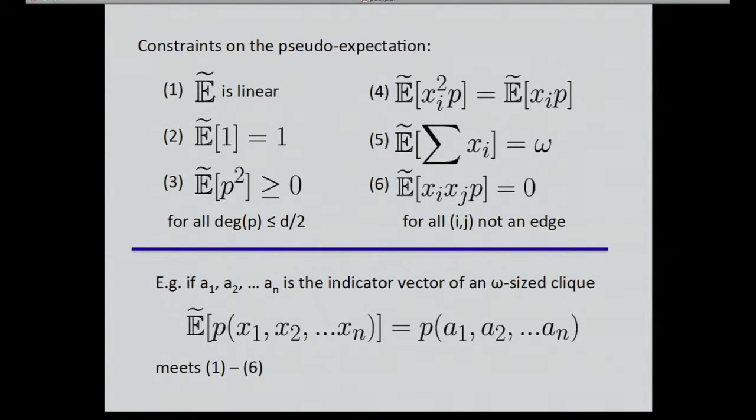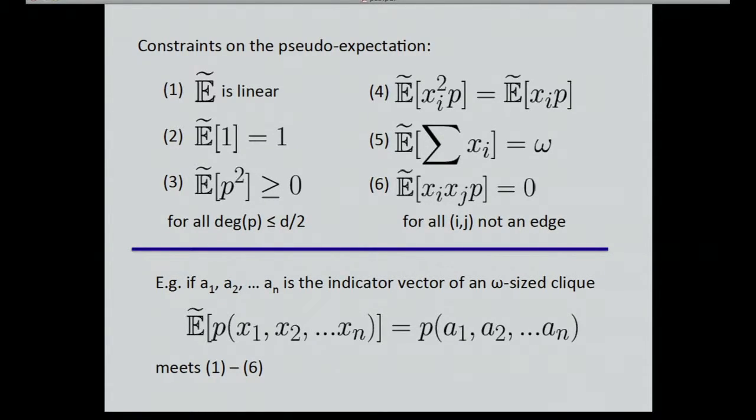One way to think about it is, why does it meet condition 5? It's just because if you give me this polynomial and I plug in this indicator vector, I am going to get omega because it's an omega-sized clique. This constraint holds because it is a clique, and it's easy to check each of these different conditions.